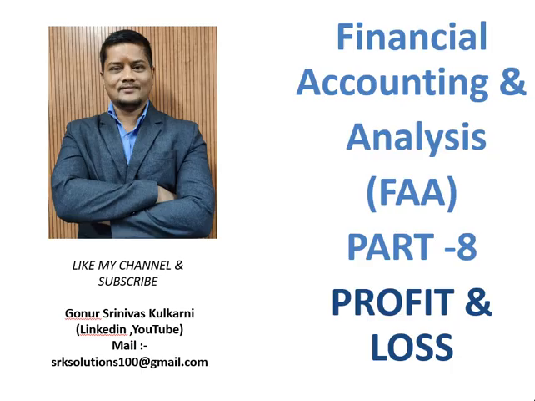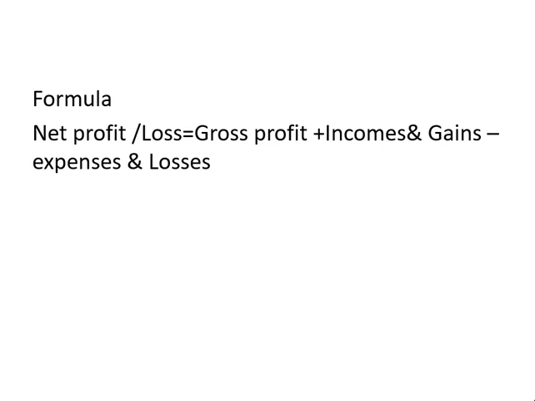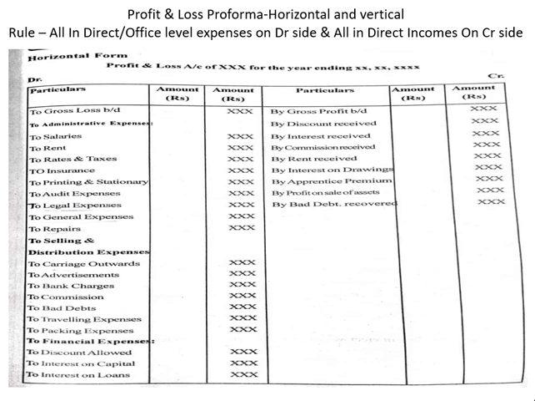In this profit and loss we are going to learn how to get net profit or net loss. We have one standard formula: gross profit plus incomes and gains minus expenses and losses. By solving this we will get the net profit or net loss. So we shall see the pro forma. In profit and loss we can make the account in two types, horizontal and vertical.